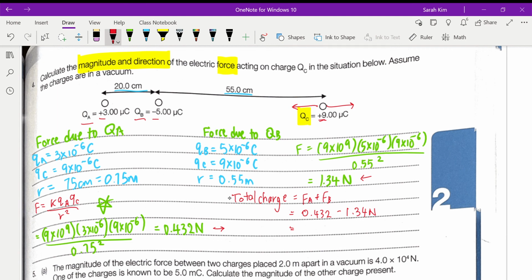So do 0.432 take away 1.34, and what you should get is 0.908 newtons, and it's a positive number, so it must be, oh no it's not, it should be a negative number, so it should be going this way. If I just take the difference first and then figure out which number is bigger, going to my left is bigger, so it obviously is going to end up going left. Once you draw the direction, you don't technically need the negative. So it's 0.908 newtons going to the left side, and that's it.